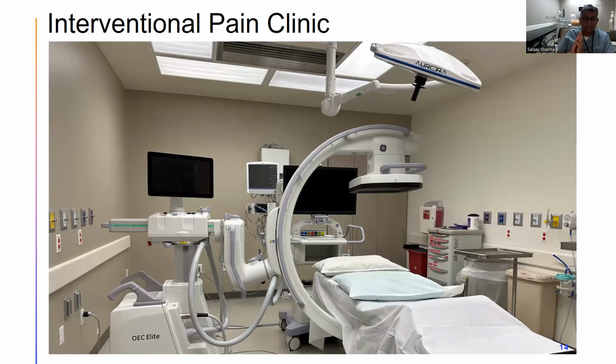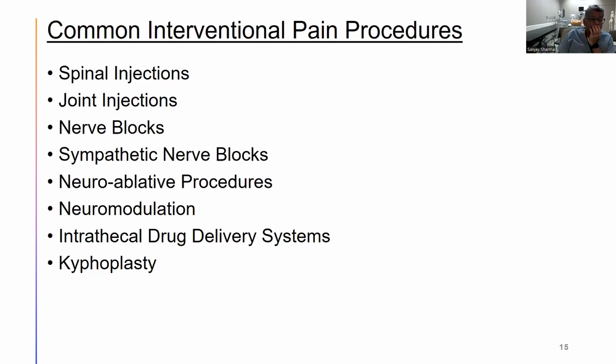Okay, so coming to the actual procedures and everything with the interventional pain. Common interventional pain procedures are spinal injections, joint injections, nerve blocks, sympathetic nerve blocks, neuroablative procedures, neuromodulation, which is the spinal cord stimulator, and intrathecal drug delivery systems. Mostly we use that for cancer pain, and kyphoplasty. Each one of them is a lecture on its own, so I'm just going to briefly mention them as we go along.